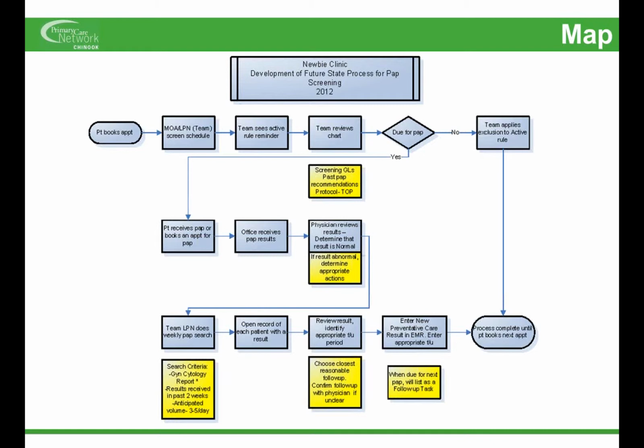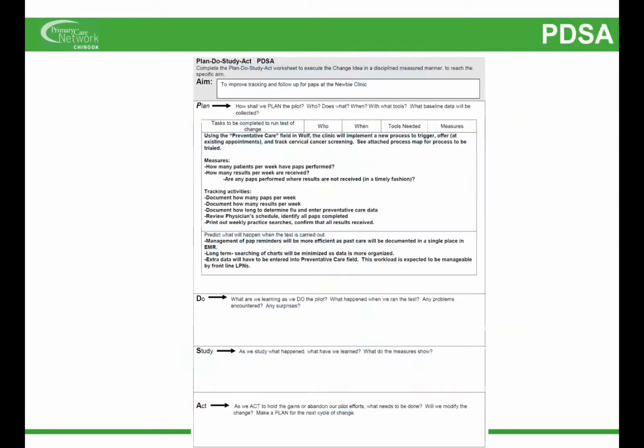It's important to note at this time that they did not believe they had the capacity for outreach, and so they stuck directly with opportunistic screening at this time. And so after the completion of the map, they worked to develop a PDSA. They had a clear aim to understand what they were trying to achieve, which was to improve the tracking and follow-up for PAPs at the clinic.